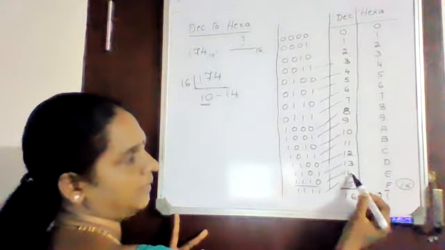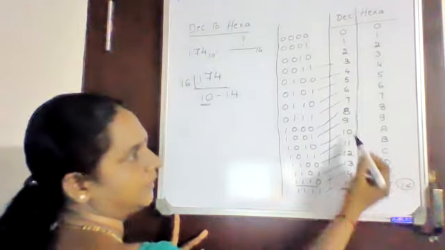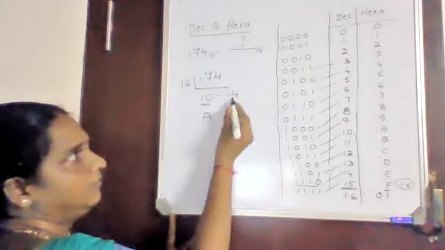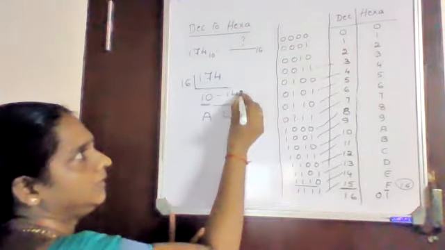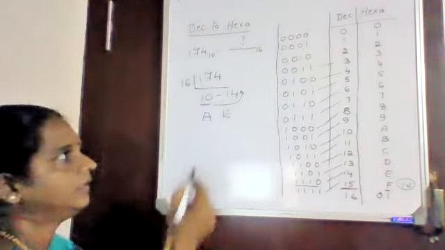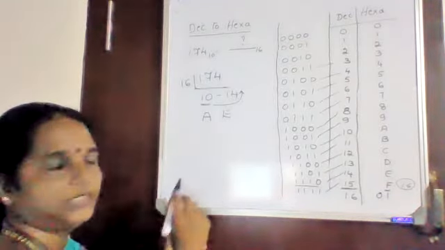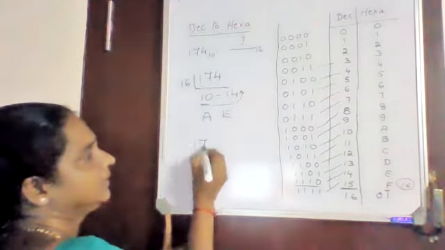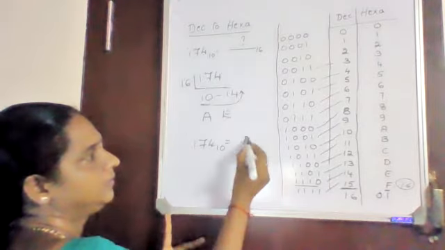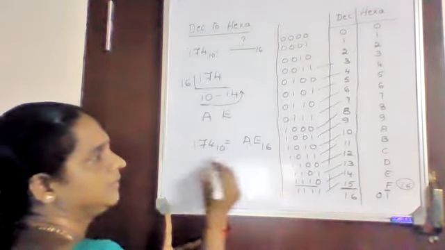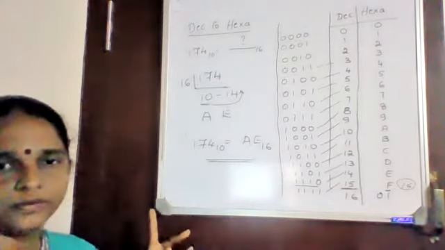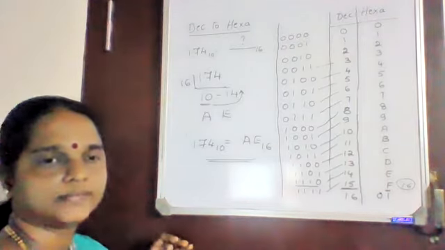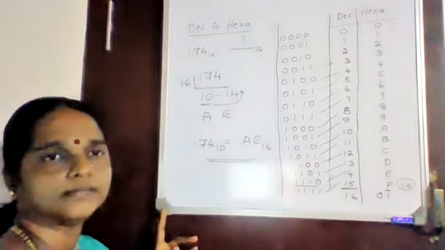14 is represented as E, 10 is represented as A. So for 10 write A, for 14 write E. This is to be written in this order only. AE is the equivalent value for 174 base 10. Right? 174 base 10 is equal to AE base 16. This is how you can do repeated division by 16 to convert a decimal to a hexa value.